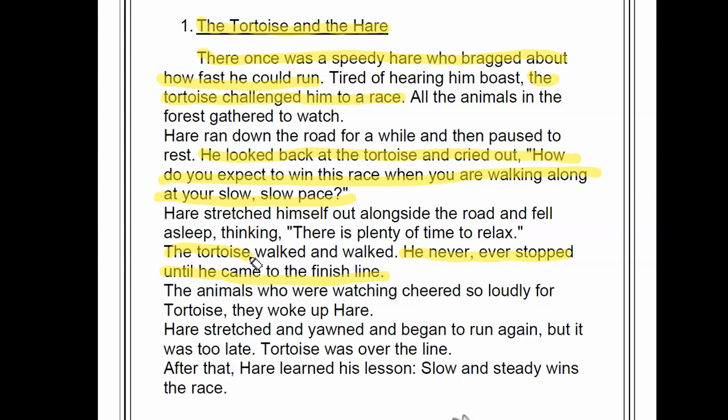For Tortoise, they woke up Hare. Hare stretched and yawned and began to run again, but it was too late. Tortoise was over the line. What does that mean? He was over the line.